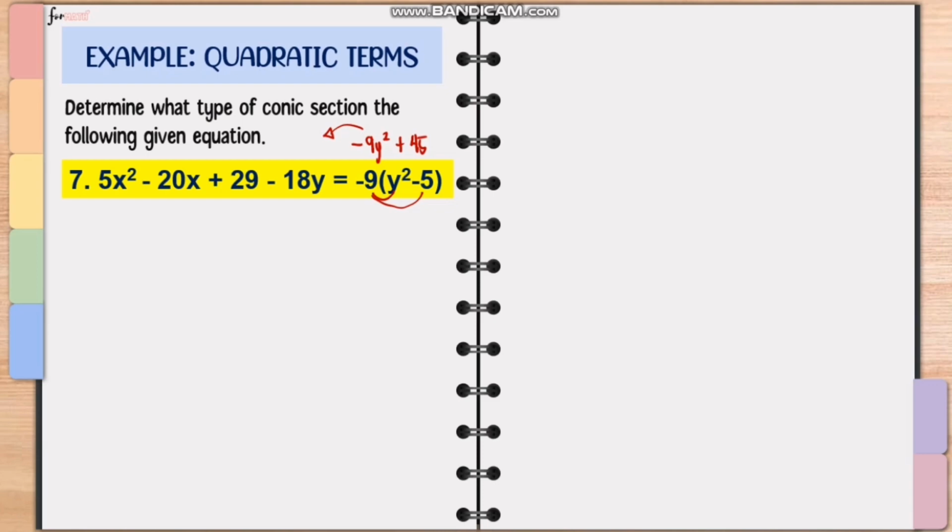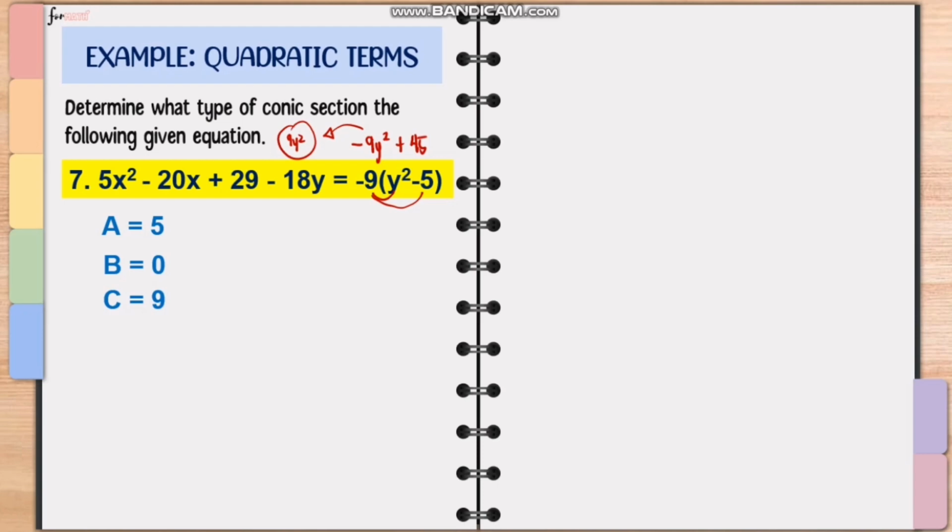So, both quadratic term are present. So, ang option mo ay circle, ellipse, and hyper. So, identify muna natin yung A, B, and C. Ang A natin ay 5. Ang B natin is 0. And then, ang C po natin is positive 9. Positive 9 po siya kasi ililipat po natin itong negative 9y squared sa left side. Okay, kaya po positive 9y squared na siya.